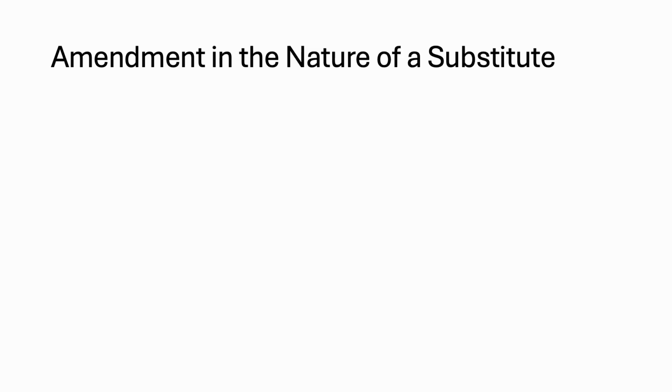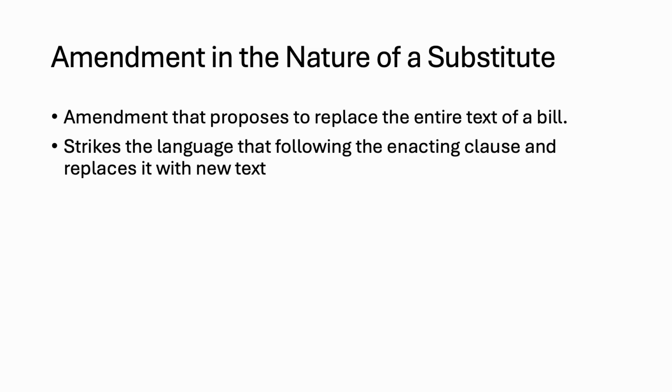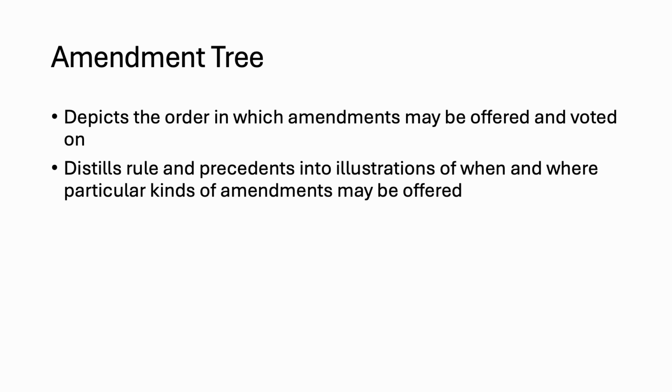Amendment in the nature of a substitute. Amendment that proposes to replace the entire text of a bill. Strikes the language that follows the enacting clause and replaces it with new text. Amendment tree. Depicts the order in which amendments may be offered and voted on. Distills rules and precedents into illustrations of when and where particular kinds of amendments may be offered.